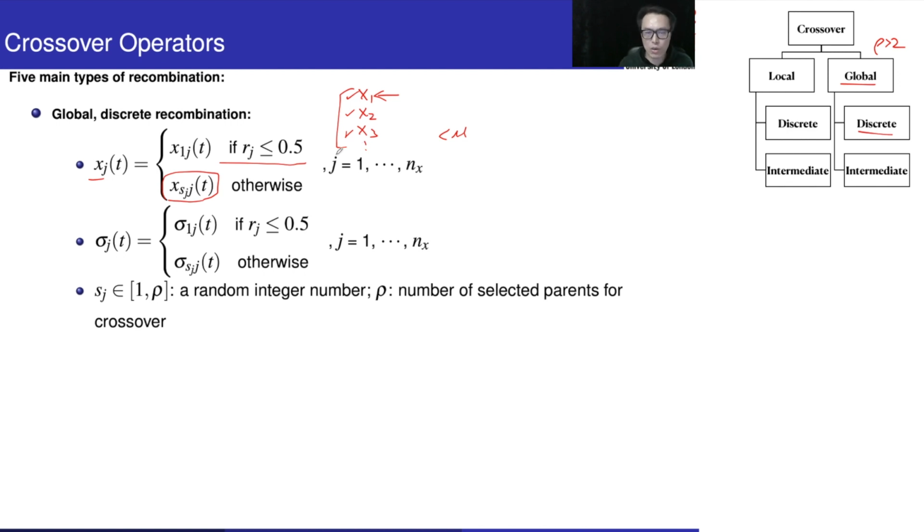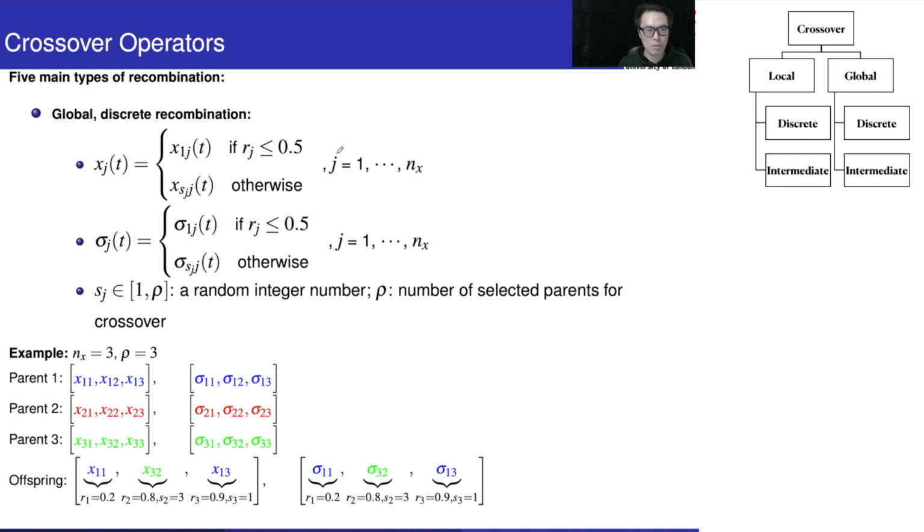If you still cannot follow, just look at this example. In this example, I assume that rho is 3. That means in the population, I randomly pick 3 parents: parent 1, parent 2, parent 3, in red, green, blue colors. Now nx right here means we have 3 elements for each parent. That is the number of decision variables of your cost function.